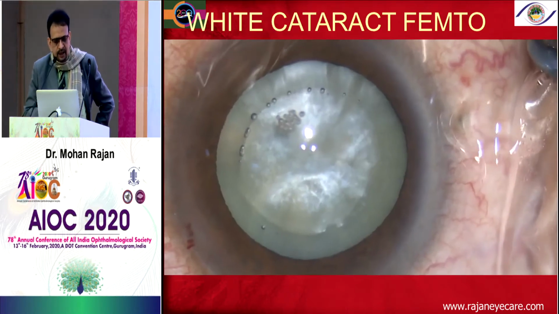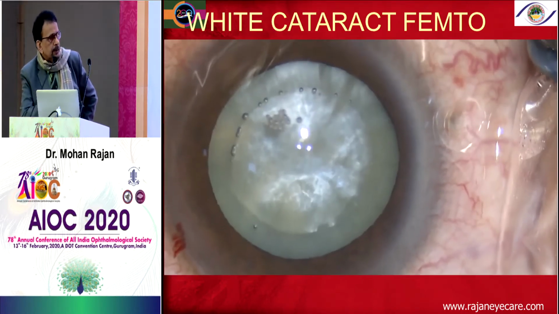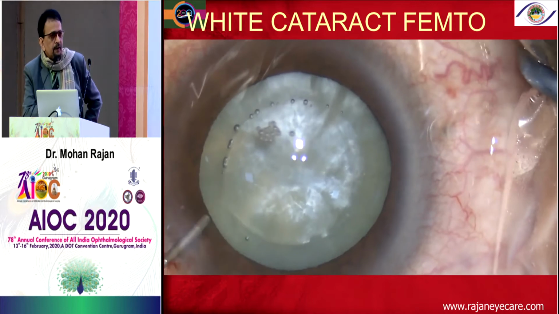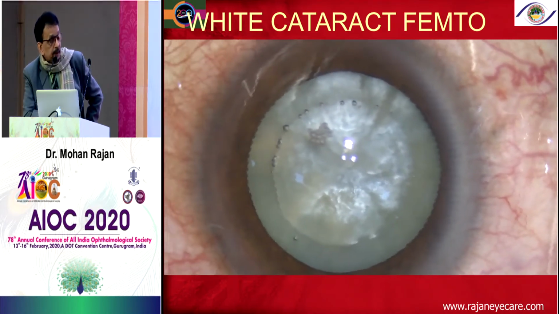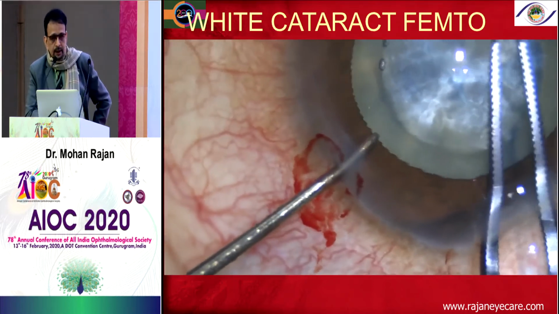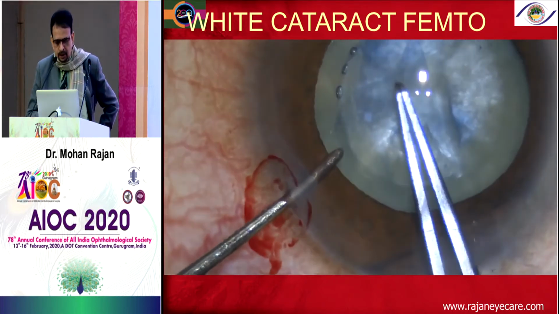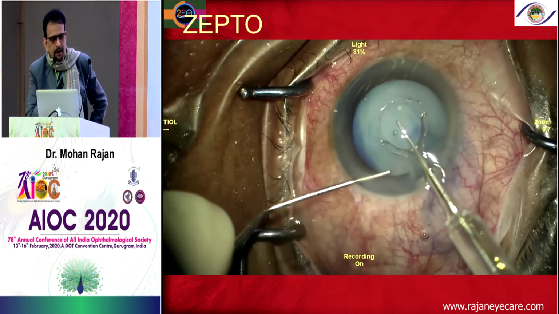How to prevent an Argentina flag sign? I think Partha is going to talk about it. If you have access to the femtocataract, this is the Catalys which I'm using for the Argentina flag sign. To prevent an Argentina flag sign, in an intumescent cataract, almost 100% of the time you can get away with this. Or you can have access to Zepto.